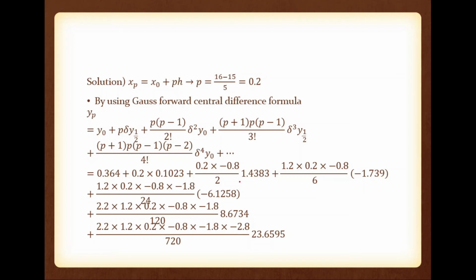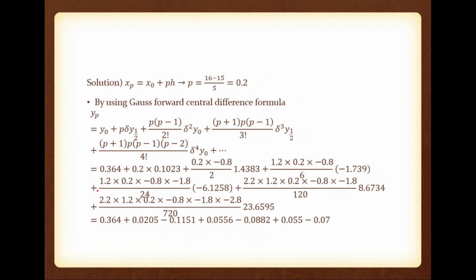theta raised to 4 y0, this term, plus p plus 2 into p plus 1 into p minus 1 into p minus 2 divided by 5 factorial into theta raised to 5 y1 by 2, this is theta raised to 5 y1 by 2, plus p plus 2 into p plus 1 into p minus 1 into p minus 2 into p minus 3 divided by 6 factorial into theta raised to 6 y0, this is theta raised to 6 y0. So you see, this is our extrapolation formula.